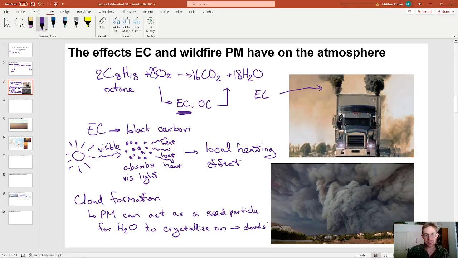So similar phenomenon here with wildfire smoke and clouds, where as you can see in this little image I have here, there's a lot of particulates in wildfire smoke.